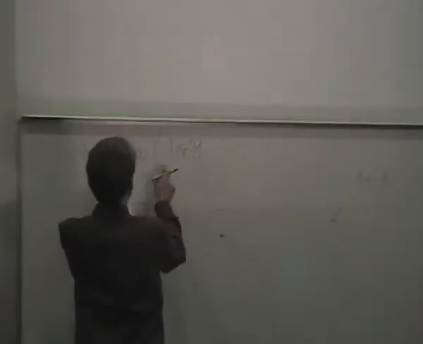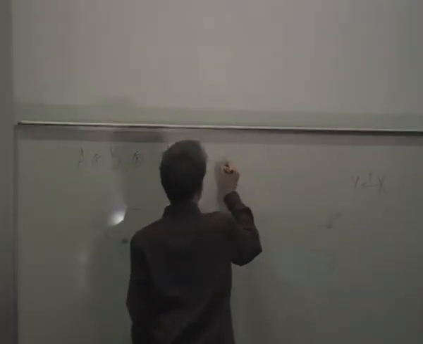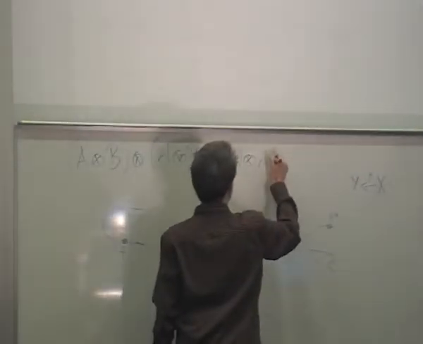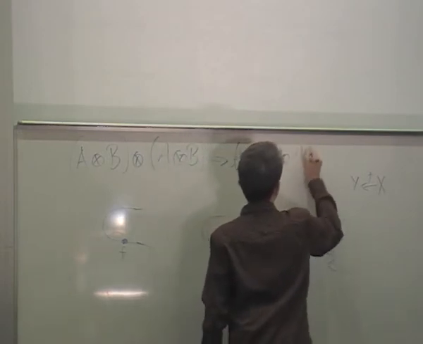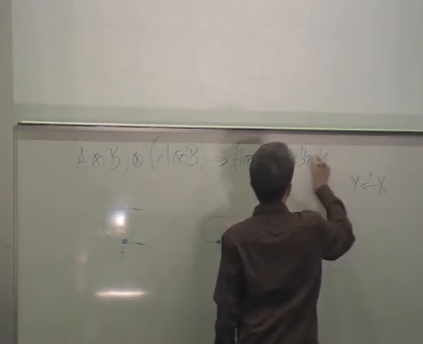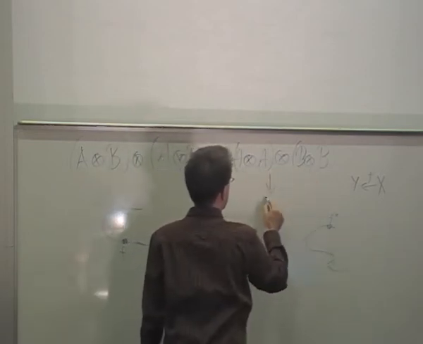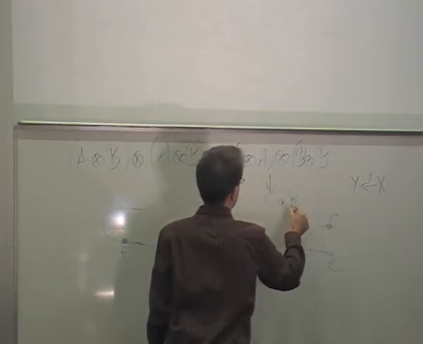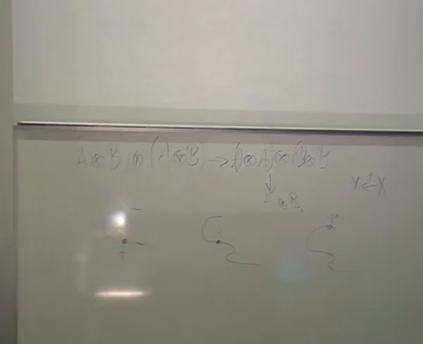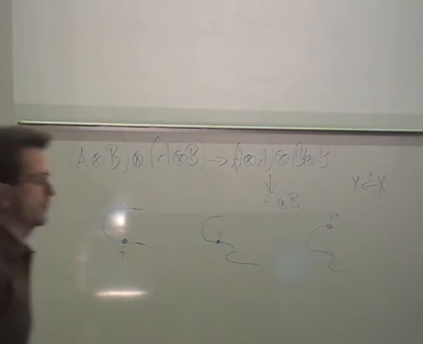So we just commute those two round. A tensor B, tensor B. And then we just use the algebra structure in A and the algebra structure in B. So just using the usual tensor product over the complex numbers, we get a monoidal structure on this category.